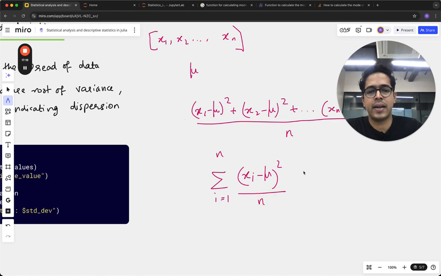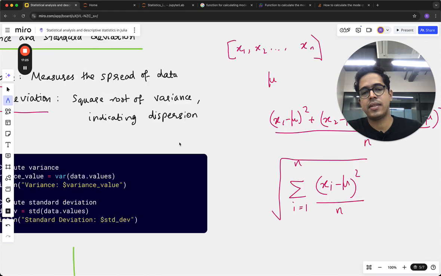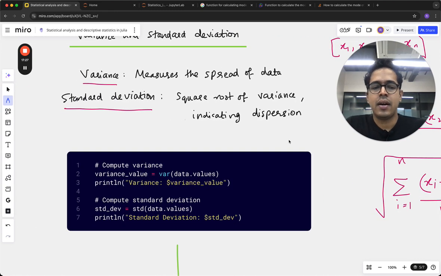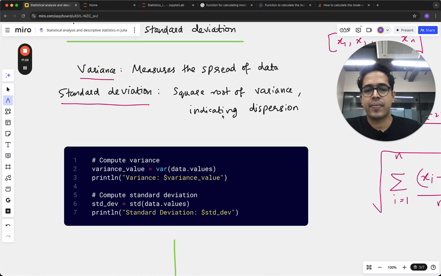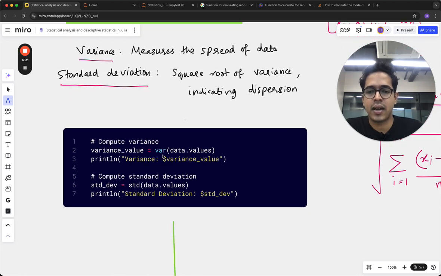So you can describe it like this, and standard deviation is nothing but the square root of this. So square root of variance is standard deviation. So here again we don't have to define any functions. The function var, it's the variance, and it's already defined since we are using the statistics package, and standard deviation is simply the std function. Otherwise we can simply take the square root of variance. So let's calculate this also.